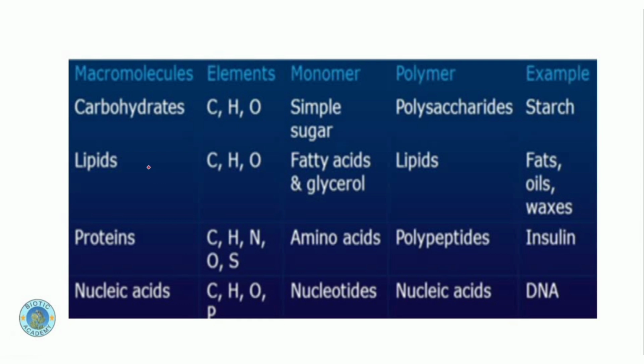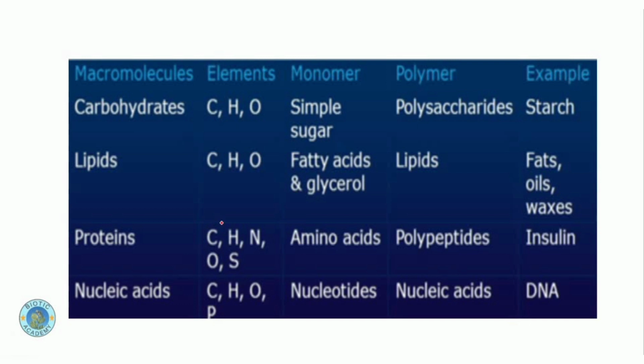macromolecules. Basically we have two types of molecules in the body of a living organism: micromolecules and macromolecules. Micromolecules are smaller, simple molecules, and macromolecules are larger, complex molecules which make up the complex part of our body mass.